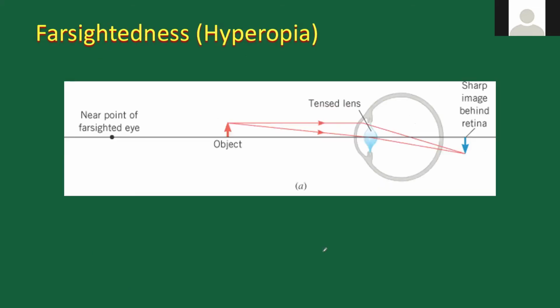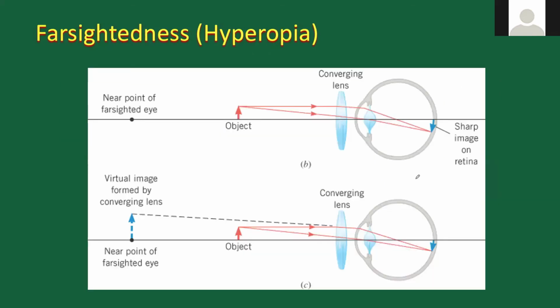So the opposite of myopia is hyperopia, or farsightedness. In this disorder, the eye is too short, and images of nearby objects would focus behind the retina, instead of on the retina. So converging lenses in glasses or contacts correct this problem, as shown in the figure here.